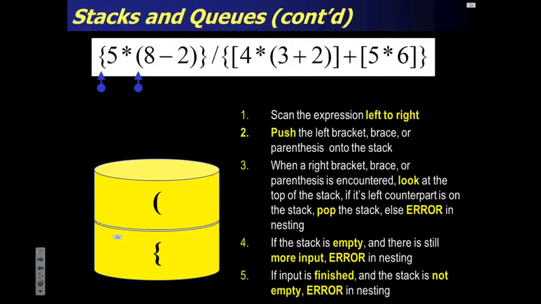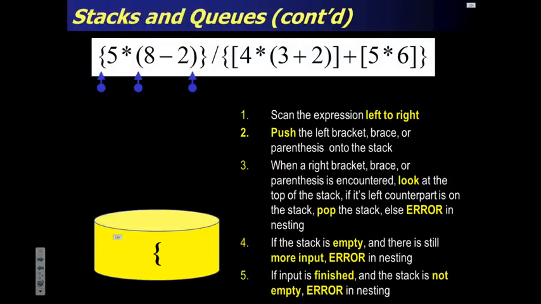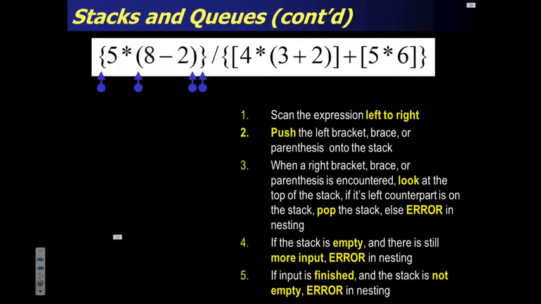So according to my algorithm, when I encounter a right bracket, I look at the top of the stack, and if they match, they're the same type of brackets, curly, round bracket, success, I pop the stack. And now I continue. I encounter a right bracket. Oh, it matches. I pop the stack. Keep reading. Oh, left bracket.